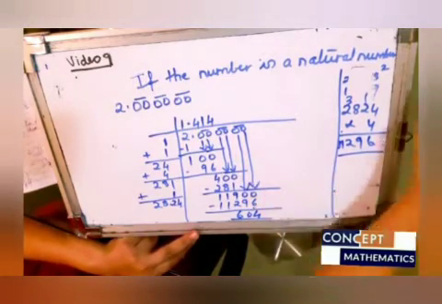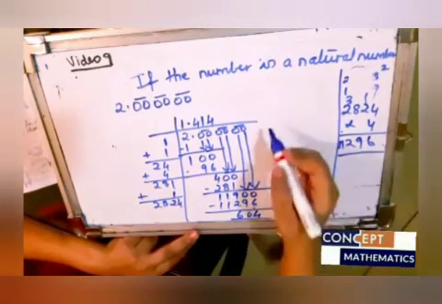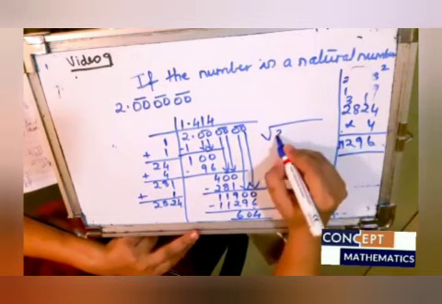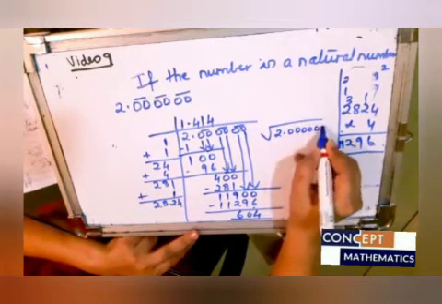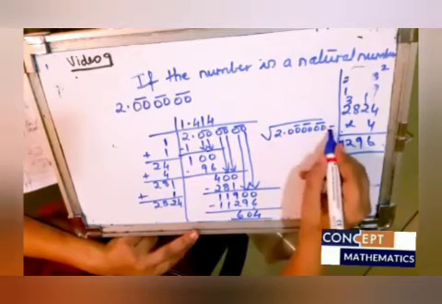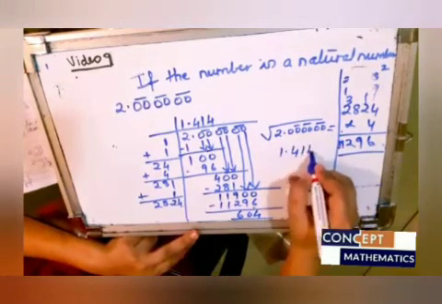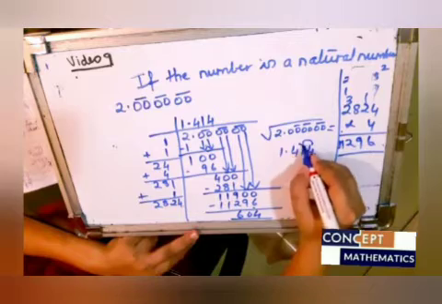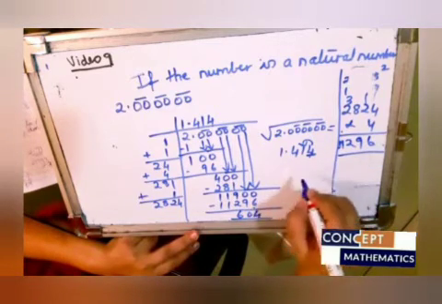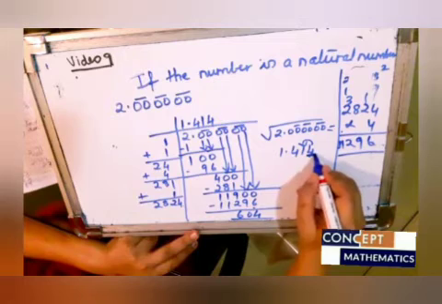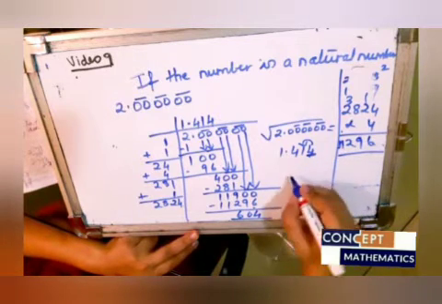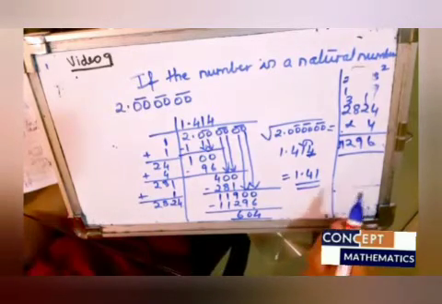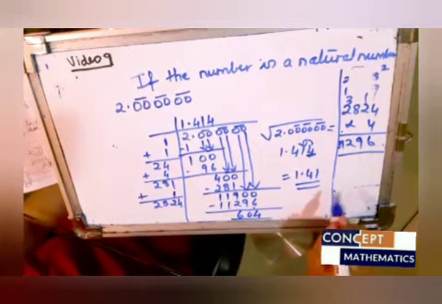So square root of 2.000000 equals 1.414. As in my previous term I told, if the third number is 5 or more than 5, then you add 1 to this number to round up the number. But here the number is 4, so it is less than 5 and not 5 also. So your answer is 1.41. So the square root of 2 would be 1.41.